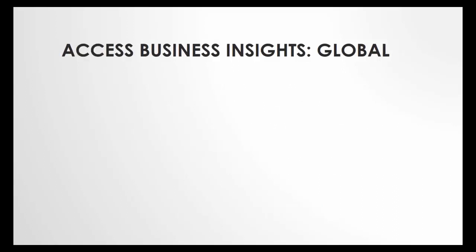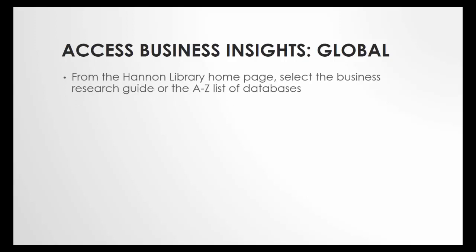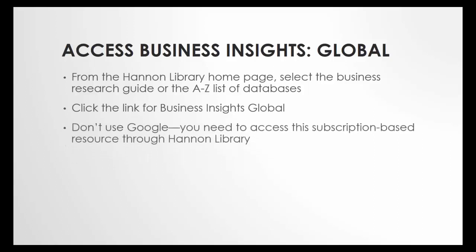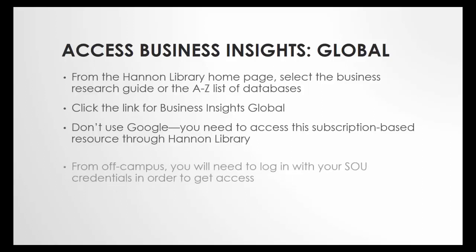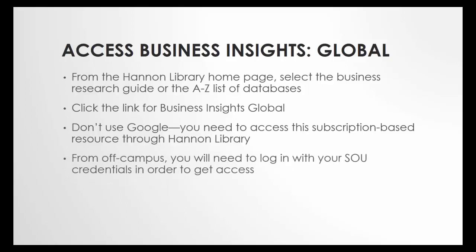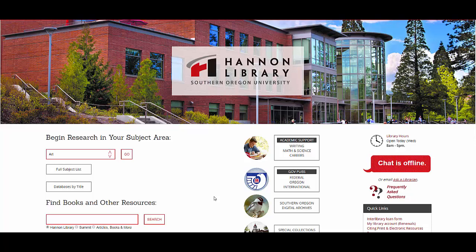In order to access this resource, just visit the Hannon Library website and then go to the A to Z list of databases or one of the business research guides. Then, click on the link for Business Insights Global and you'll be taken to the database. Don't just search for it in Google, since it is a subscription-based database and you need to access it from the library website. If you are searching from off-campus, you may need to log in to the library website using your SOU username and password before you can access it. Let's try it out now.